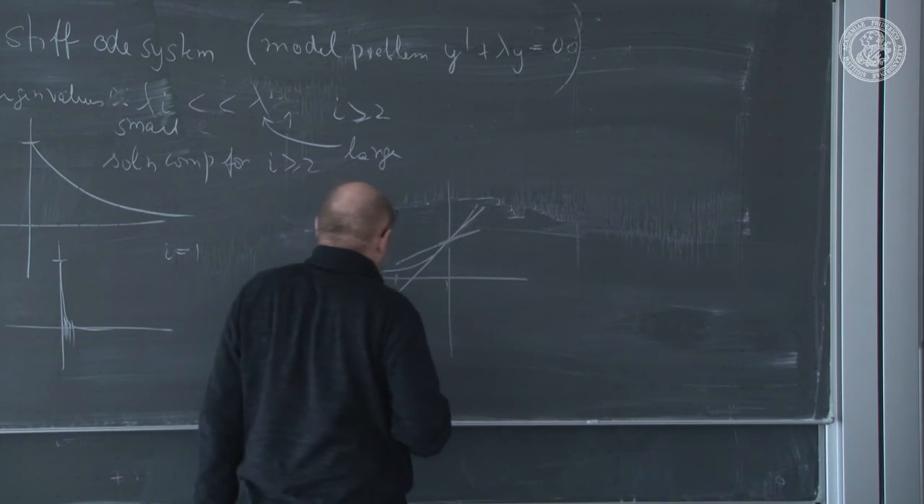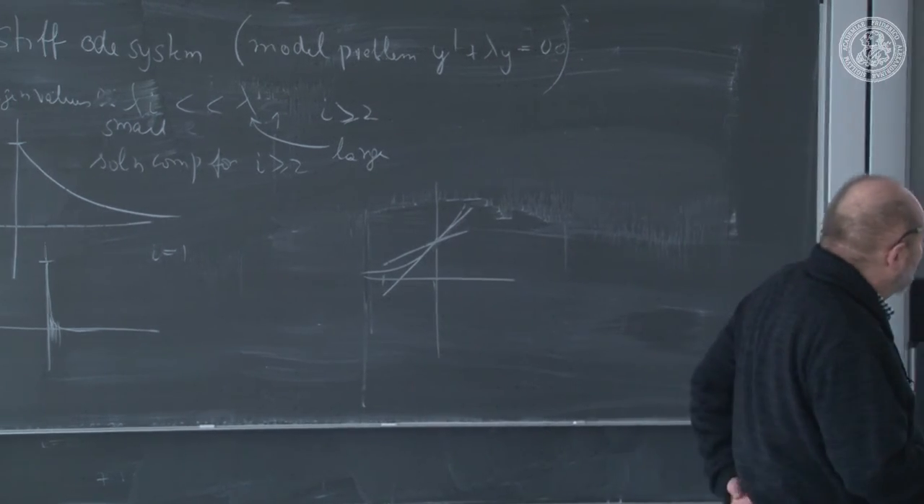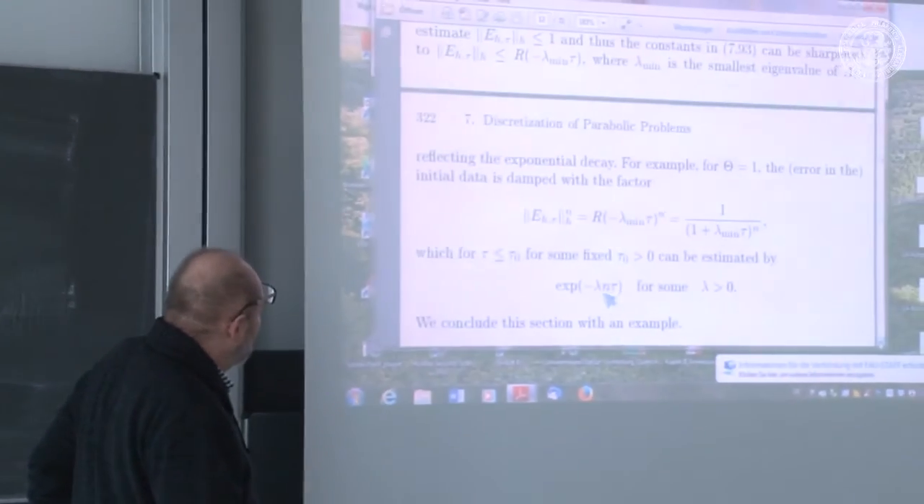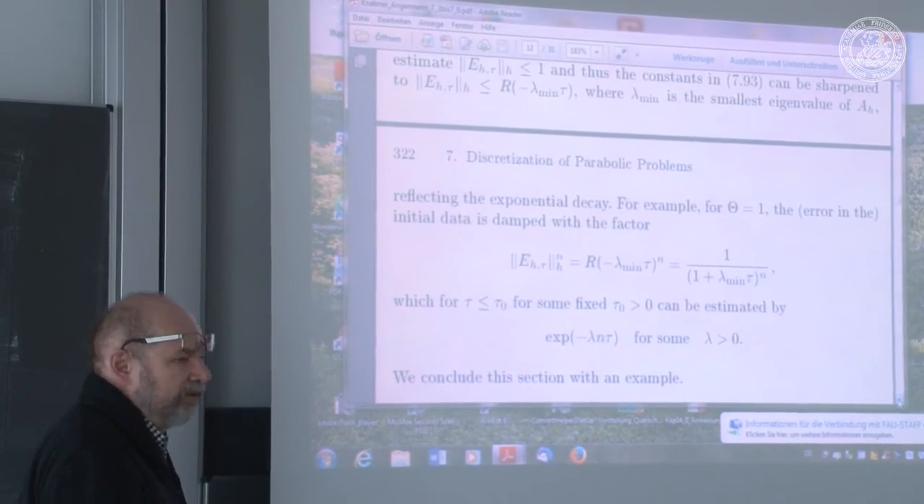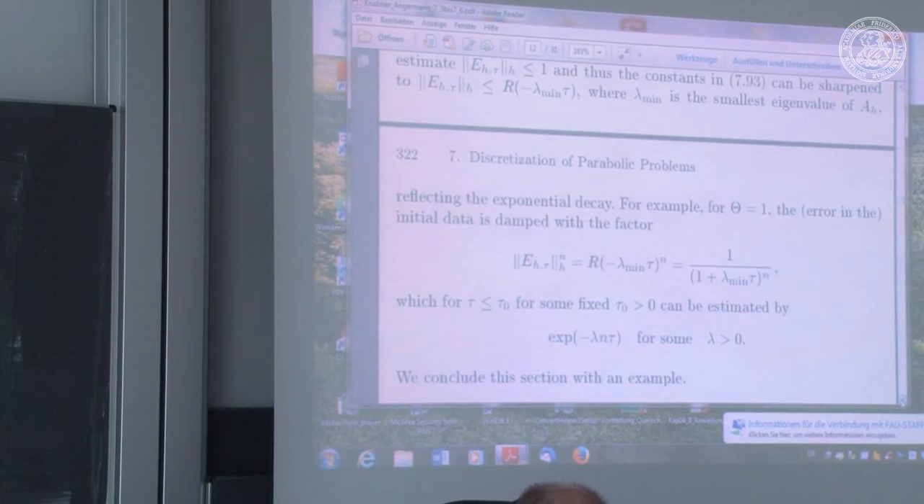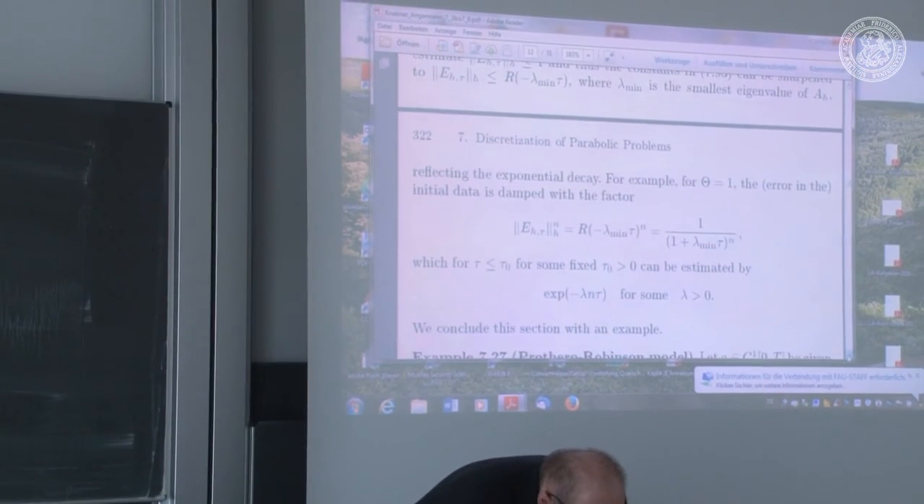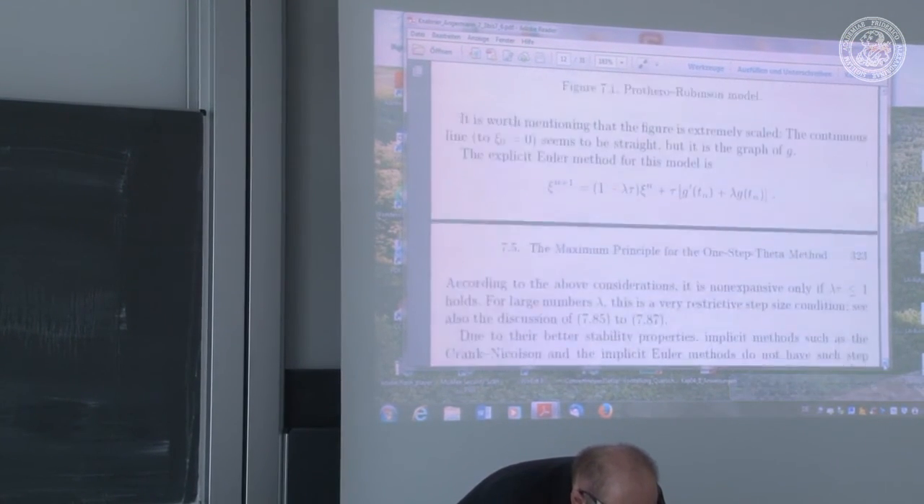Maybe you try to work that out. So in the end, if we make the lambda a little bit smaller than the lambda min, then we can even estimate a term like that by an exponential term. So in this sense, we get our exponential damping back into the estimate. Okay, maybe we skip this example. It's not so interesting.